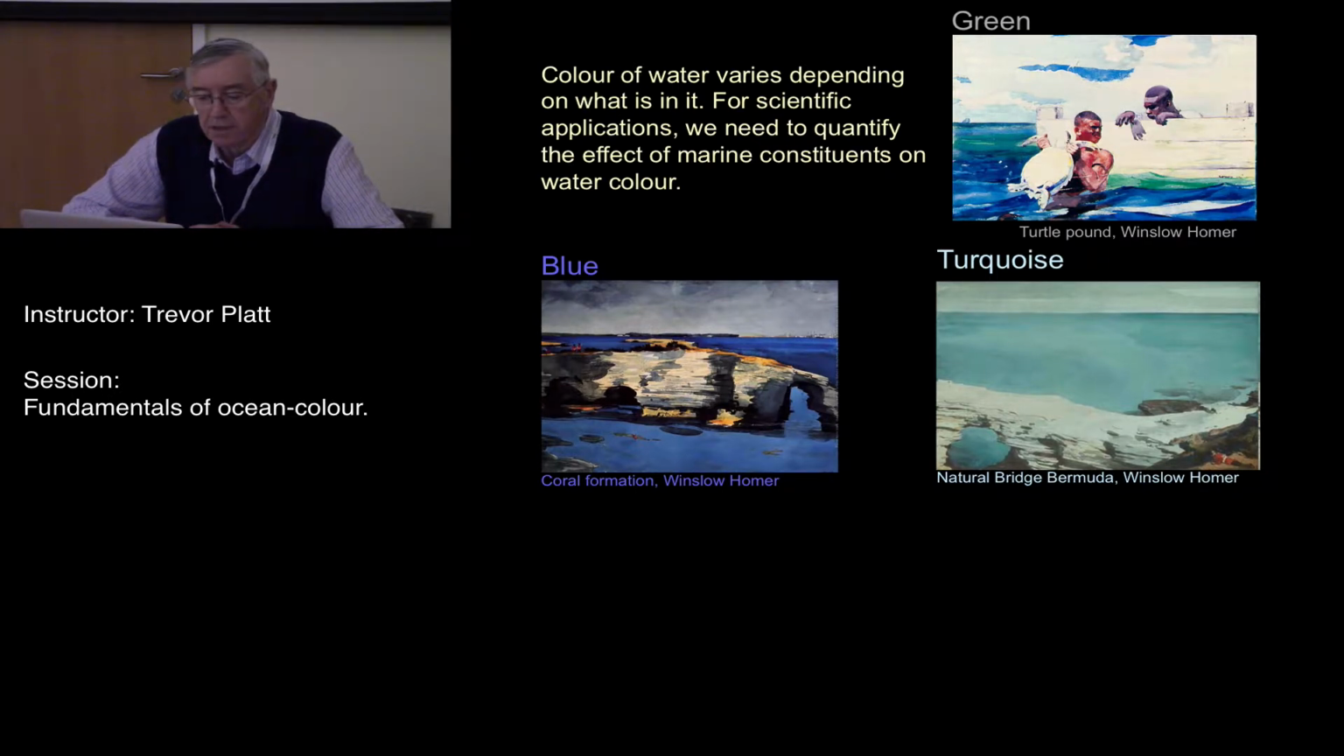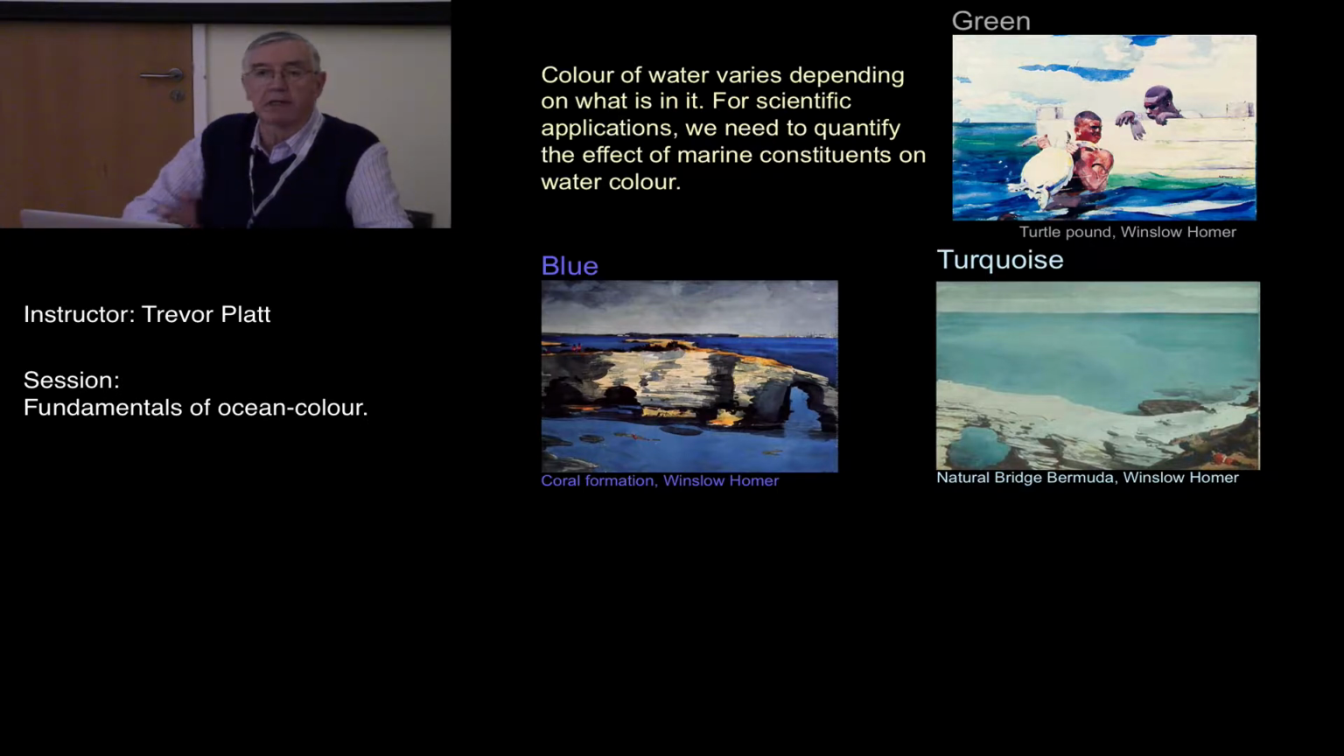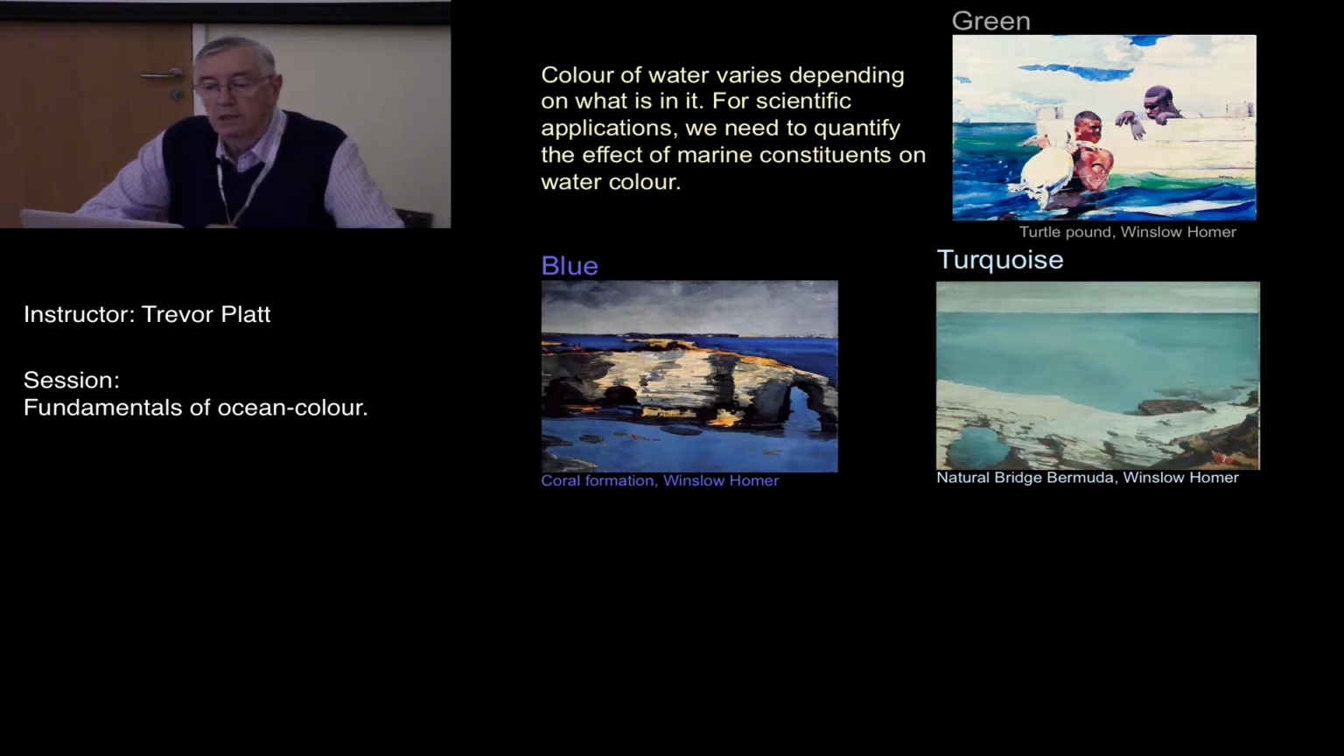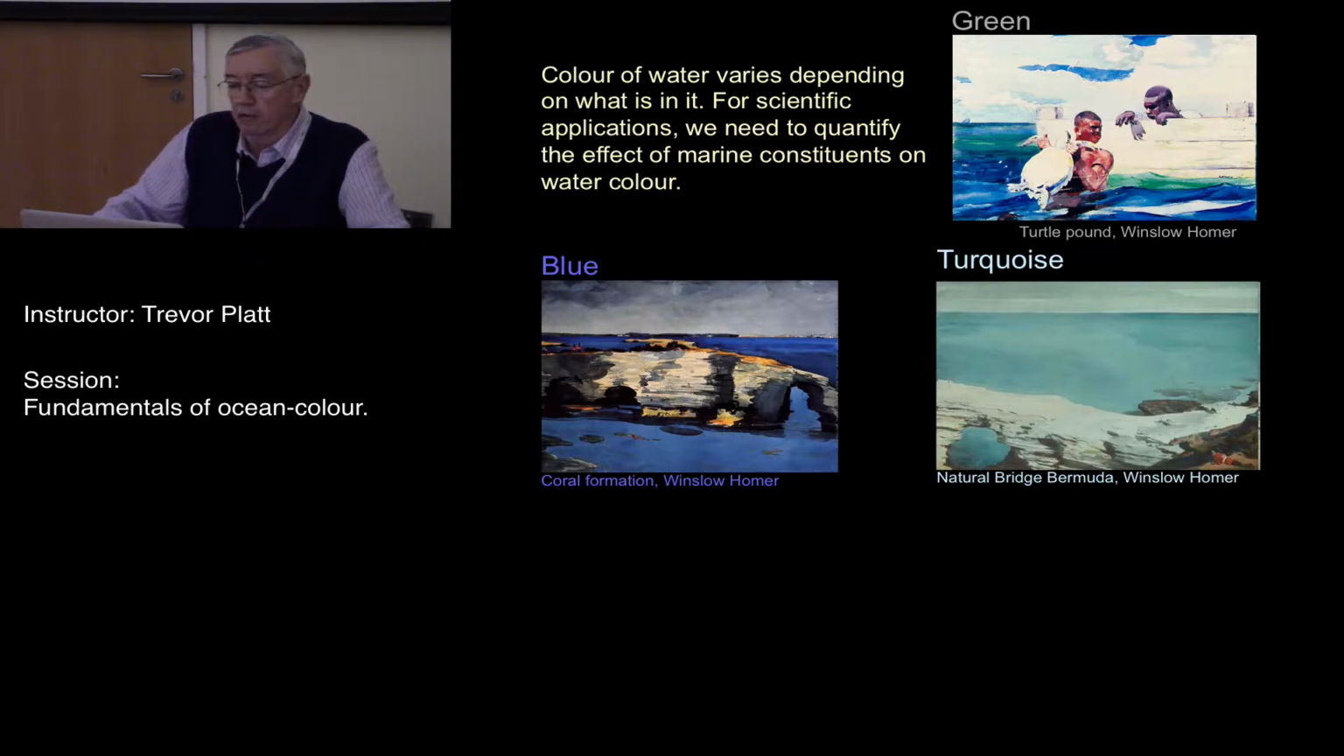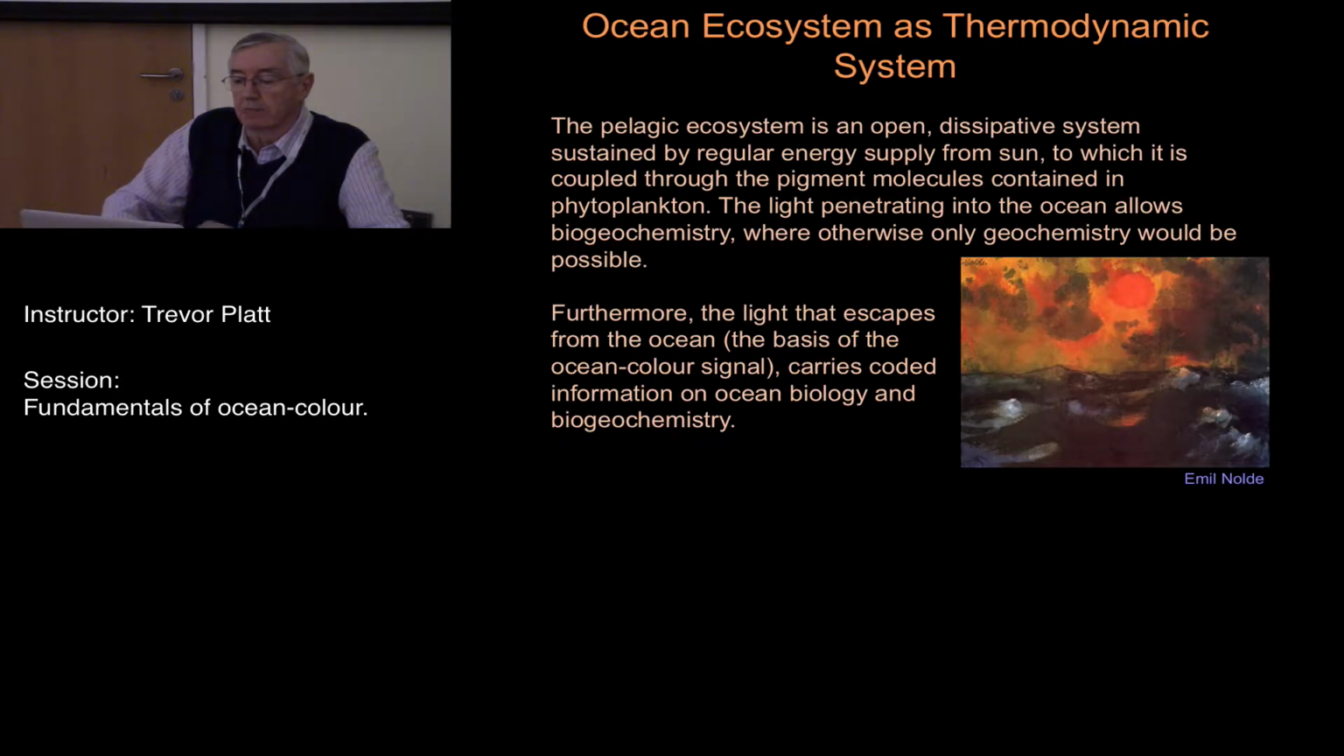People notice that the color of the ocean changes from place to place. These are 3 paintings made around Bermuda by a famous American watercolor painter. And you will see that sometimes the water is green, sometimes blue, sometimes turquoise, depending on what's in the water and what's on the bottom when the water is shallow. So we would like to be able to understand this a little bit more.